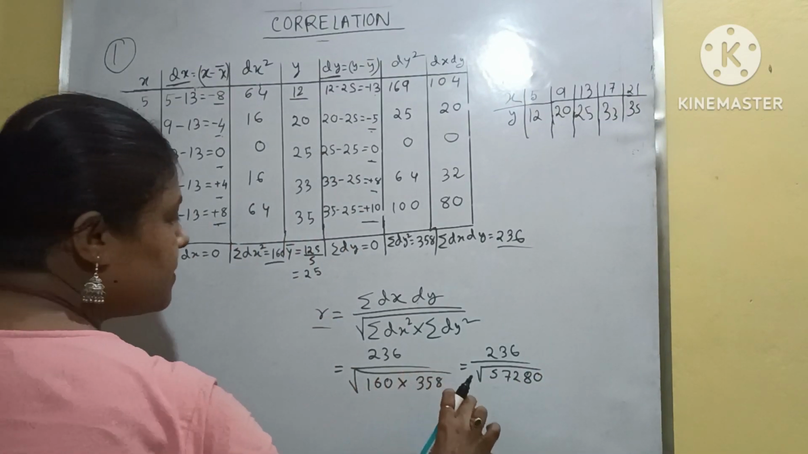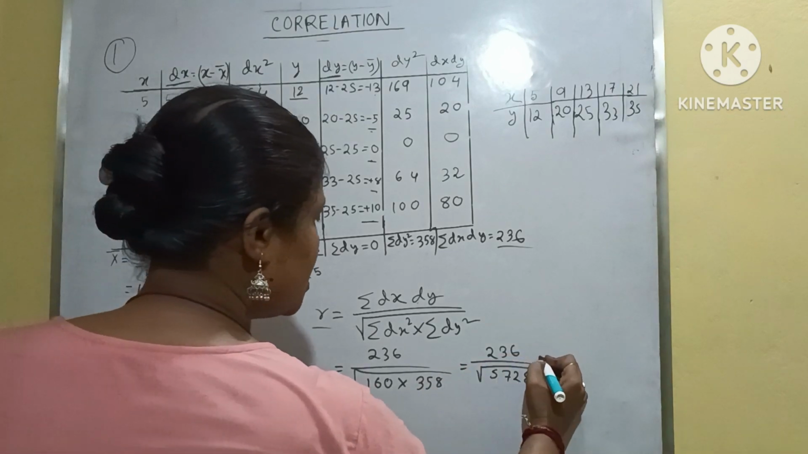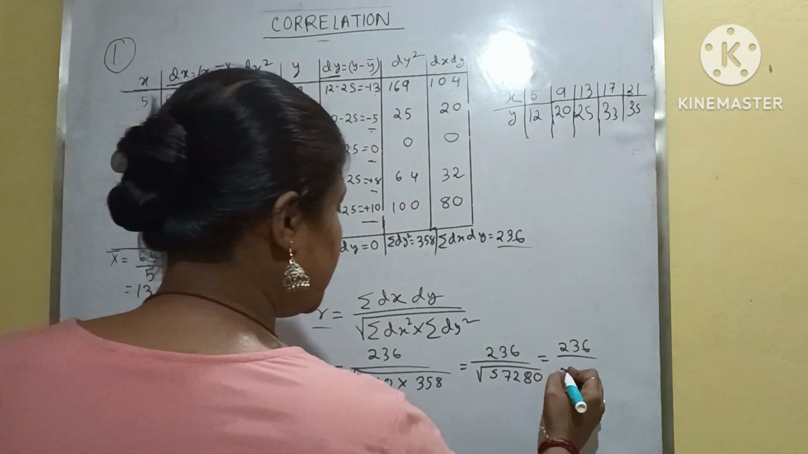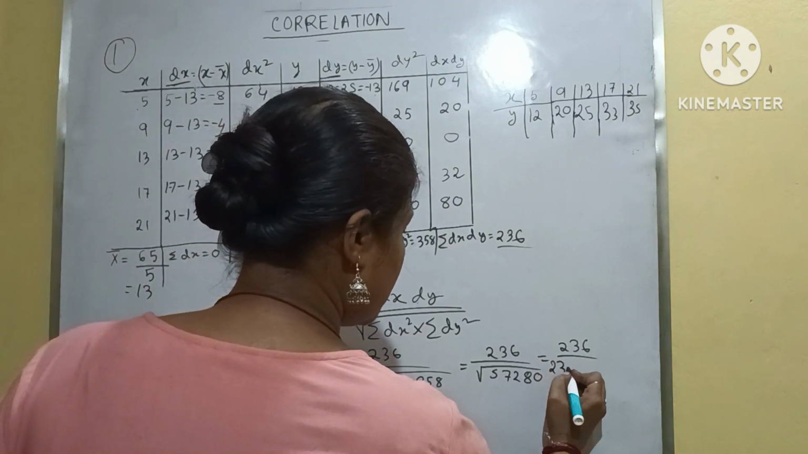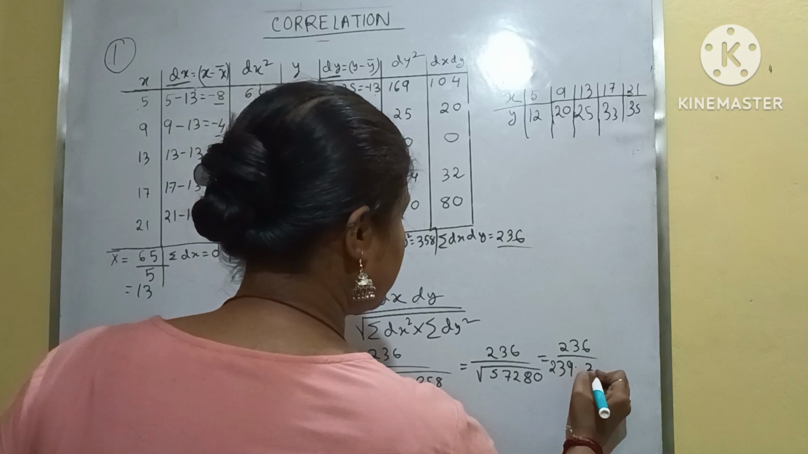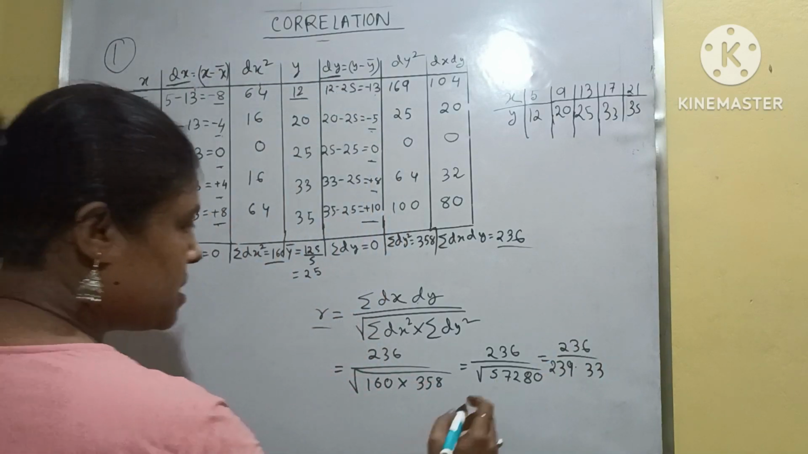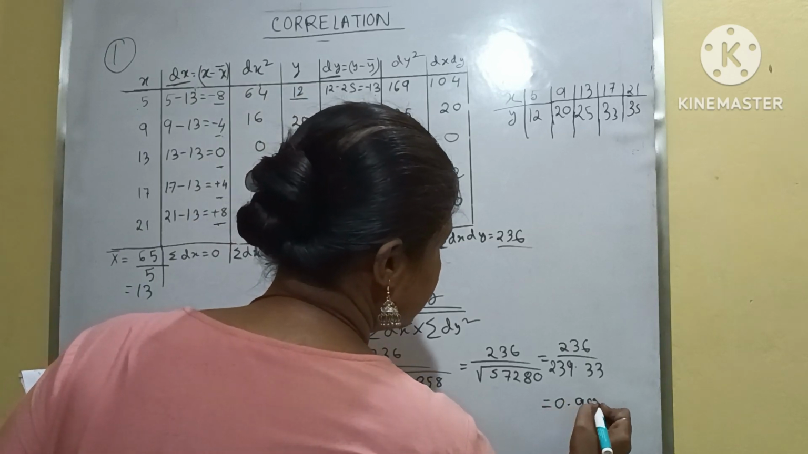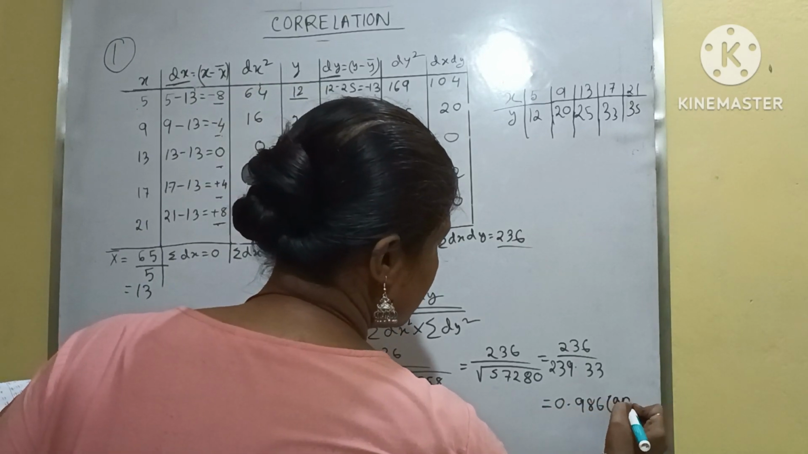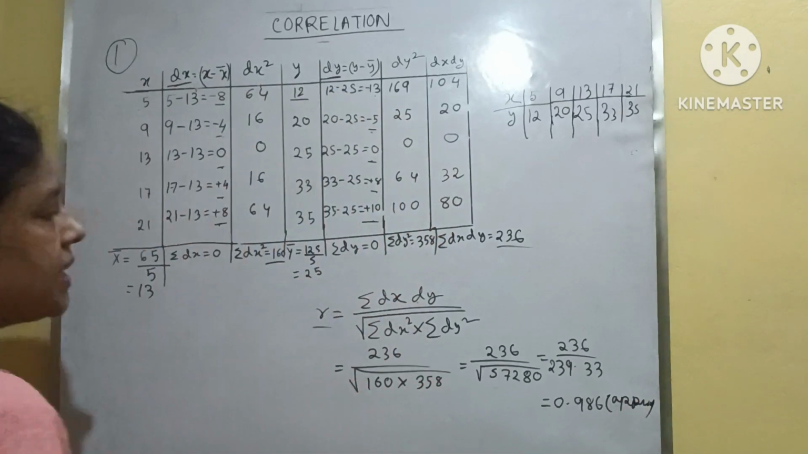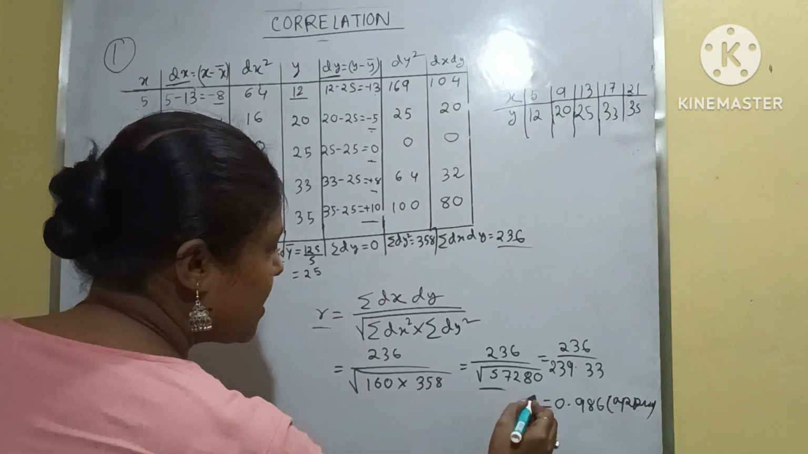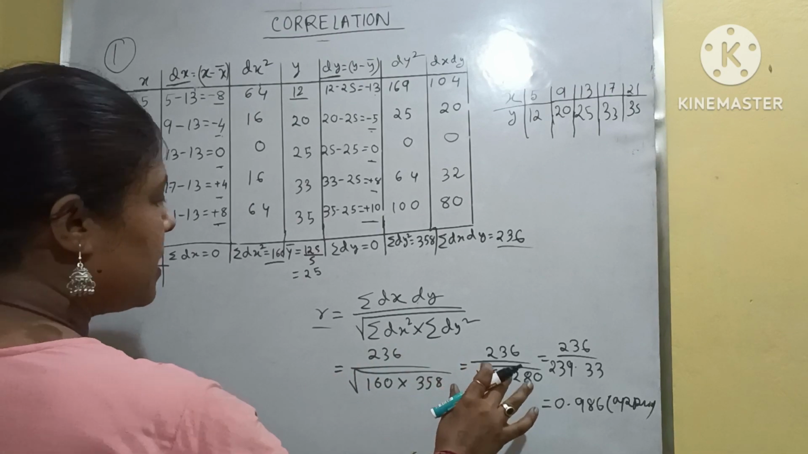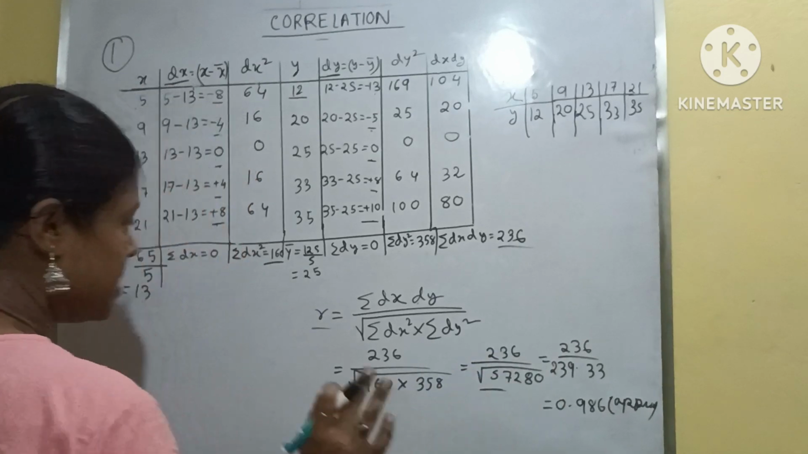And if you square this one, then you will get 236 divided by 239.33. And if you calculate this, then you will get 0.986. This is the approximate value. Clear? And you all obviously know how to calculate the square root value. I think so. And I will help you to calculate the square root here.